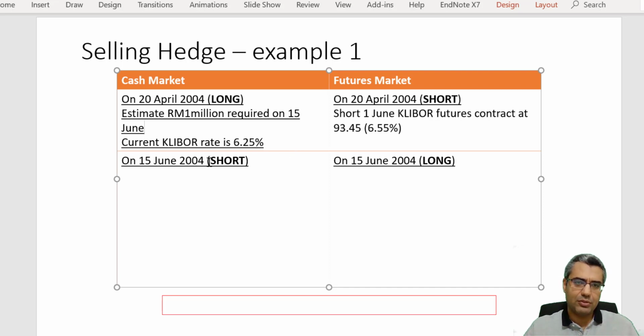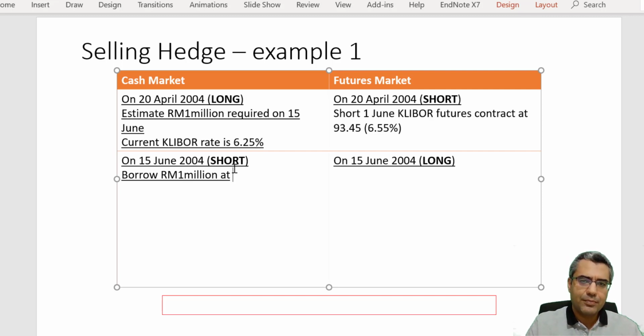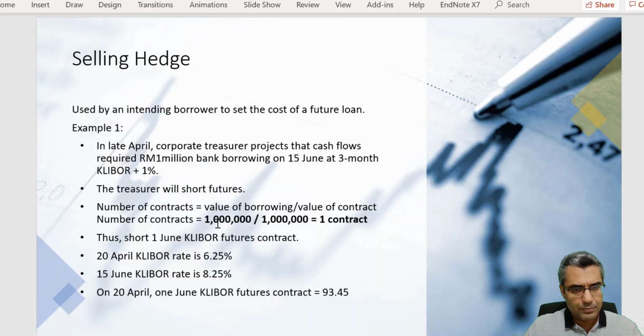wait until 15th of June that you need to borrow money. So on 15th of June, you need to borrow money. This was the initial plan, right? So you borrow 1 million ringgit at what rate? Here, you are supposed to borrow on 15th of June at 3-month KLIBOR plus 1%.